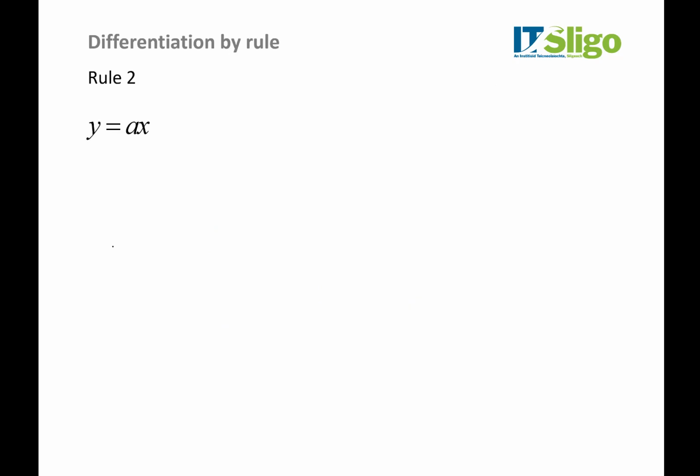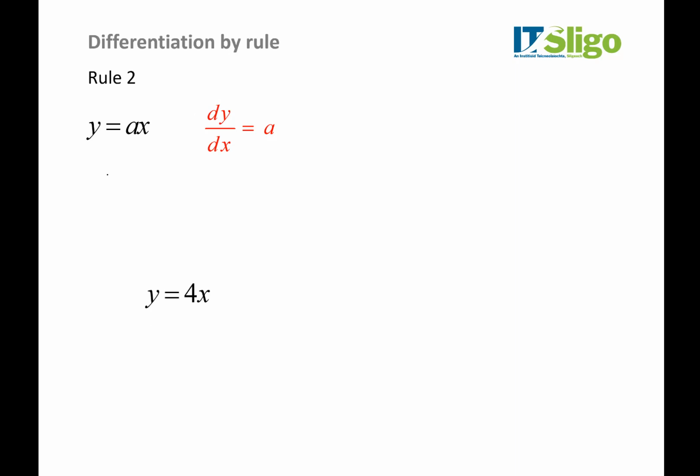Rule 2, this is our linear equation. y is equal to ax. So remember, we used to call it m when we were looking at linear functions. So the value in front of x is always the slope. So when we get the derivative of y is equal to ax, dy dx is just equal to a, the slope, because that's what we're looking for.